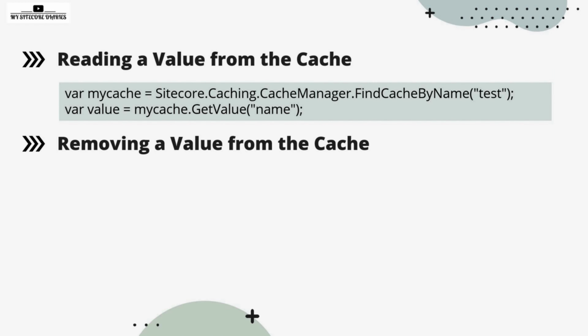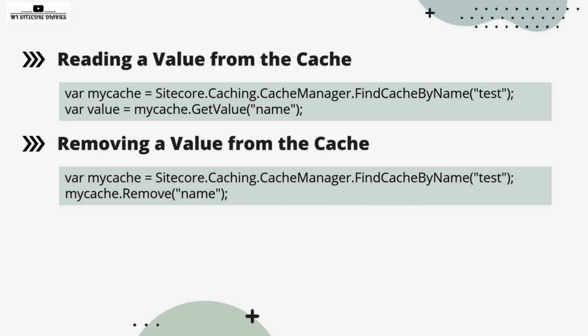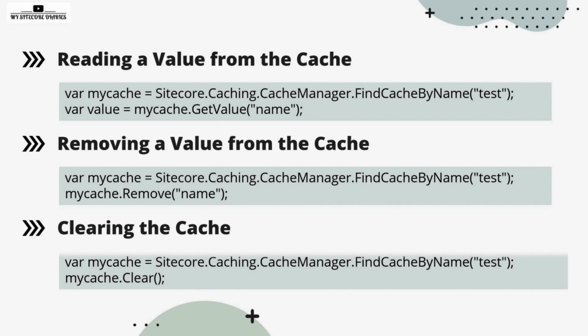Removing a value from the cache. If you want to remove a value from your existing cache, how will you do it? The first step is always to find the cache by using FindCacheByName, and then .Remove will remove the value. Clearing the cache. How will you clear the cache? If you want to programmatically clear the cache, again, first of all you have to find the cache by using the cache manager, and then the .Clear method will clear the cache.